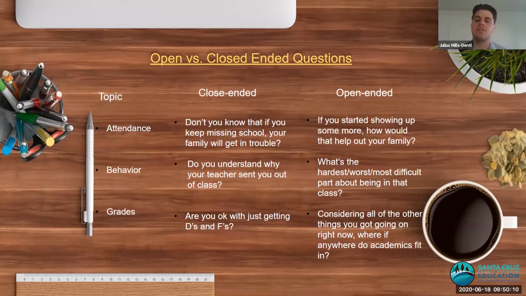One of the questions that's been really impactful since the shift to distance learning, and every time I ask this, it seems to get the conversation moving in a really positive direction. When we think about equity, I tuned into Marty Krovitz's session yesterday, and he was talking about equity and providing social emotional support for families to level the playing field and really see where students are at with their learning from a distance. This question is big time. "Considering all of the other things you've got going on right now, where, if anywhere, do academics fit in?"